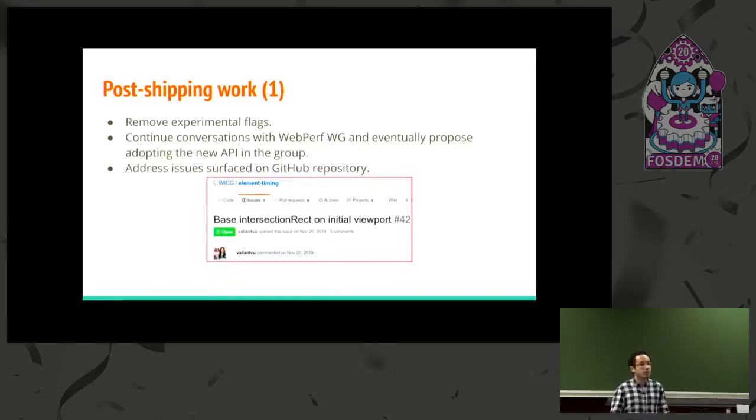Then we also want to continue the conversations in the WebPerf working group, because we're not shipping a Chrome API, we're shipping a web platform feature. So what do we want? We want everyone to implement and ship the new feature, right? And we address issues that are surfaced on the GitHub repository. So that's one example there.